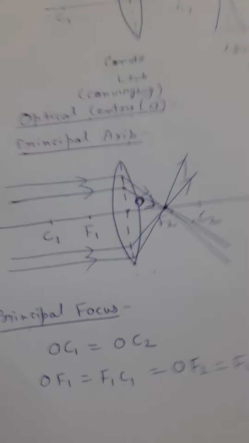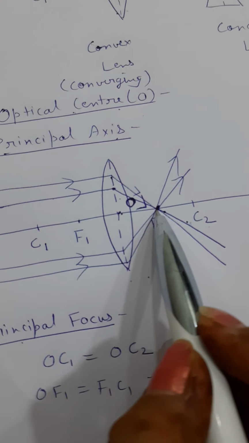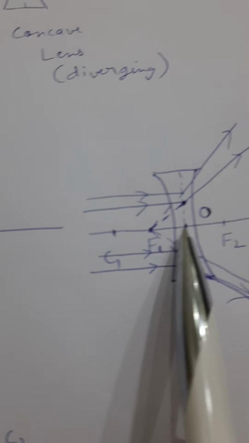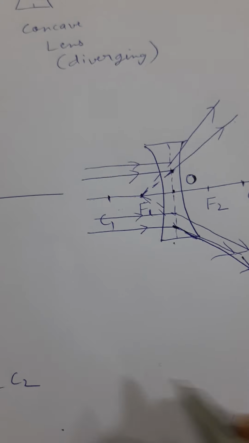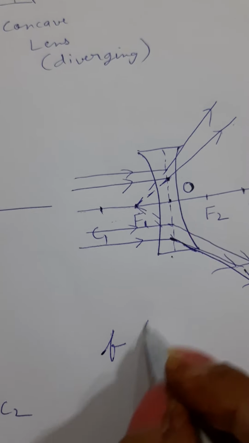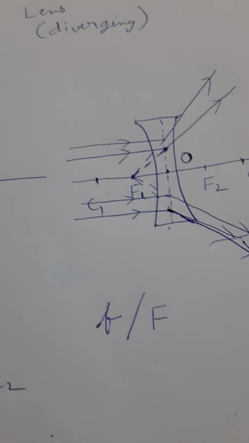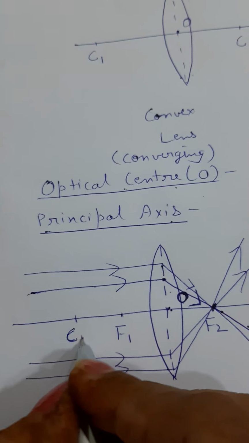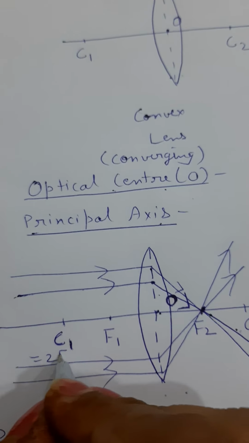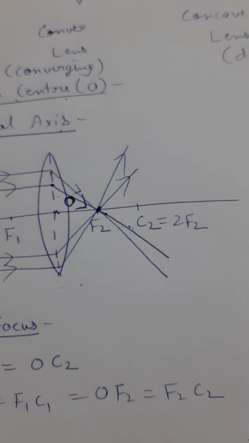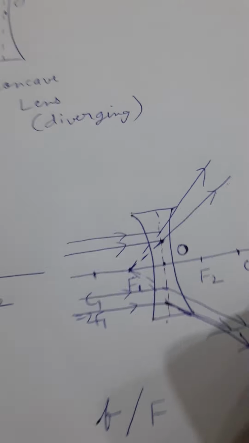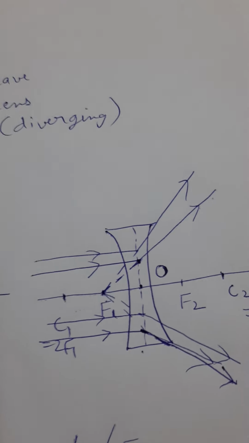Now what about focal length? Obviously focal length is OF2, and here we can say focal length is OF1, and we will represent focal length by the symbol F, sometimes small and sometimes capital, as required. One more thing, in place of C1 we can write 2F1 or we can write 2F2. It is more appropriate rather than writing C1 and C2. Or we can write here also 2F1 or 2F2.